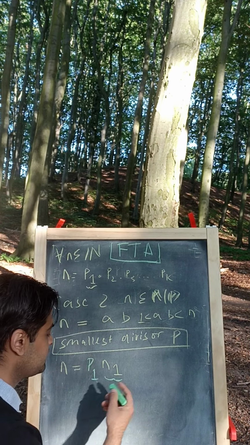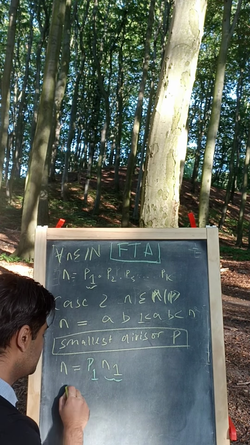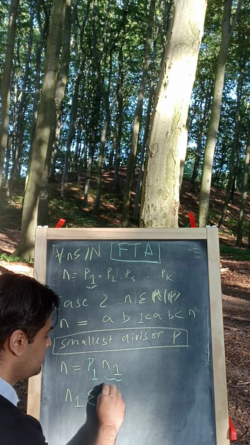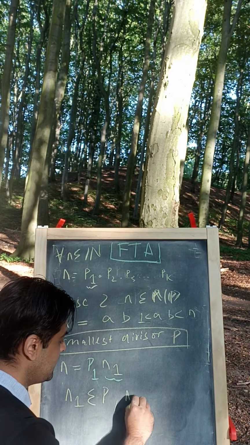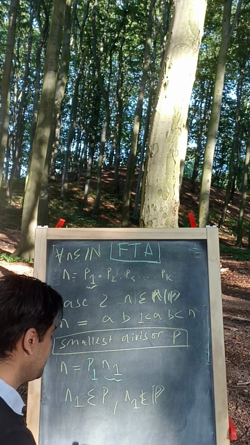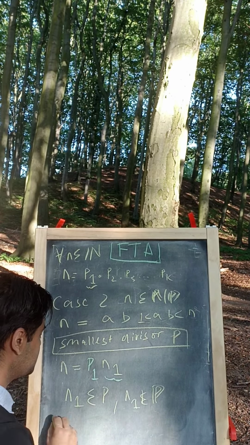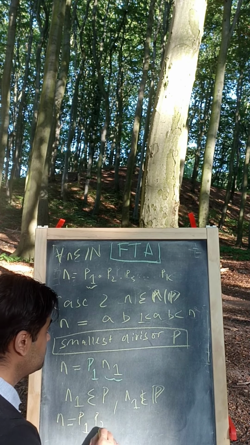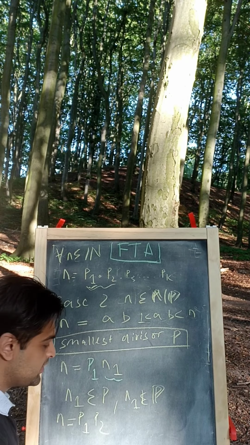do the same trick but for n1. So for n1 we have that n1 is either a prime number or n1 is not a prime number. So if n1 is a prime number, then we can just write n equal to p1 times p2, and we have the required representation.